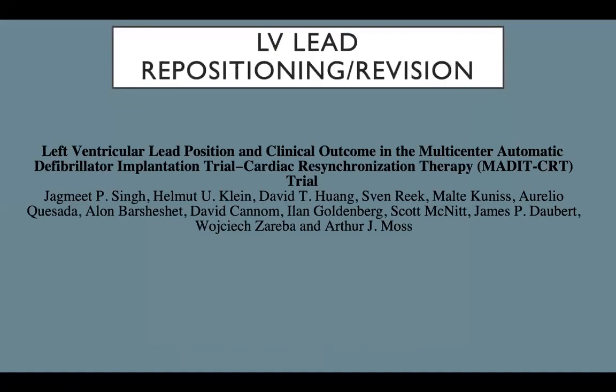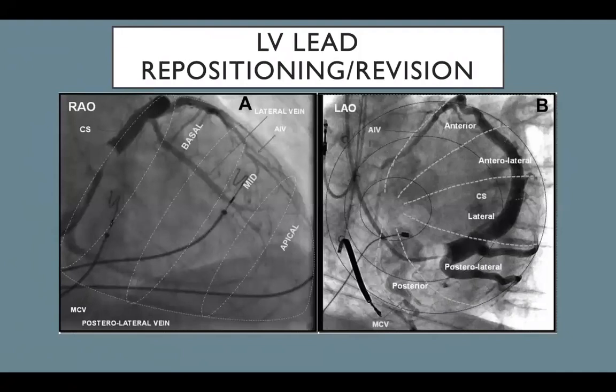So on the left panel, you're basically looking at an RAO view, which allows assessment of the base to the apex relationship. And you can see that the diagram is labeled basal, mid, and apical. And then on the right panel, you see the steep LAO projection, with the coronary sinus imaged on the right-hand side, you can see the branches of the coronary sinus that will correspond to the various territories. And this refers to, mainly, we can assess whether it's posterior, posterolateral, lateral, anterolateral, or frankly anterior.